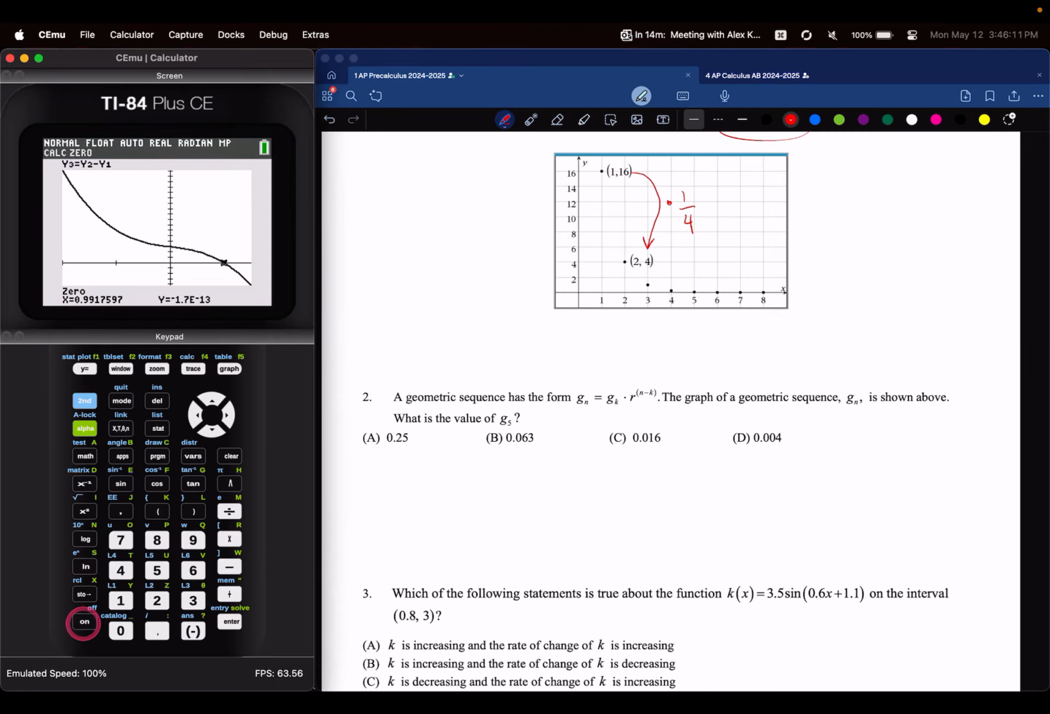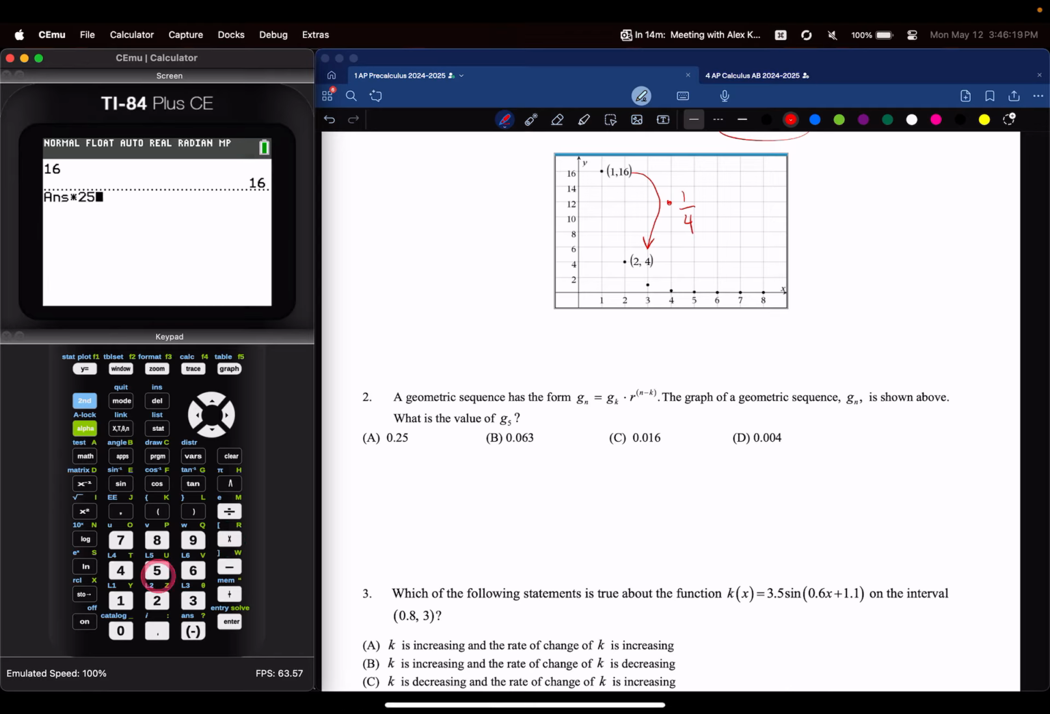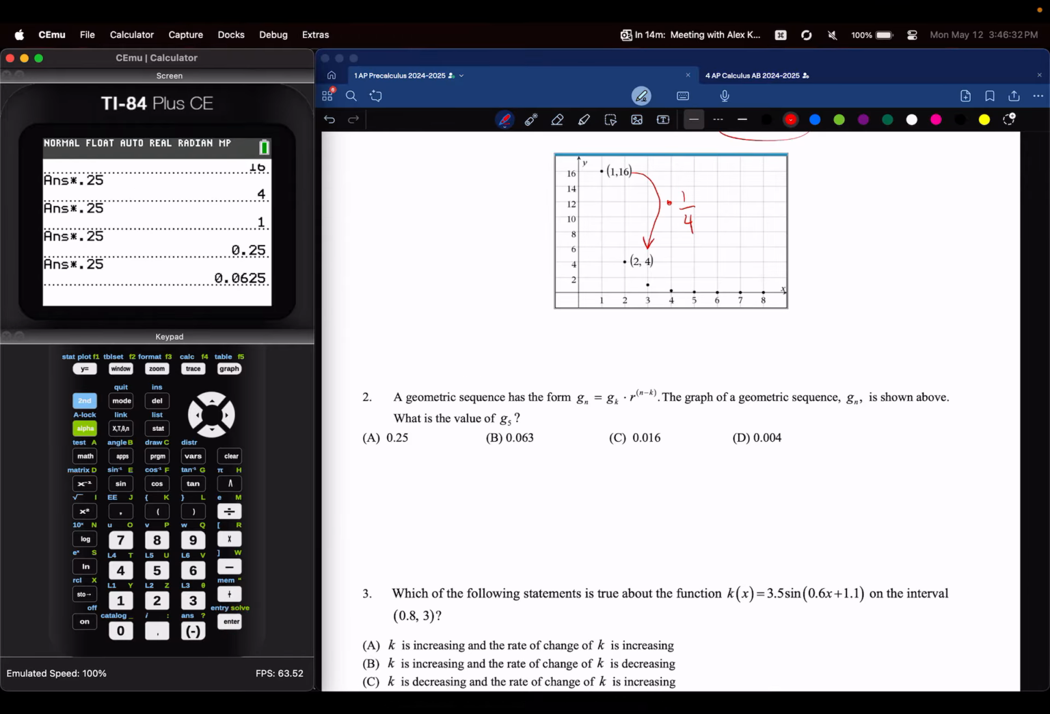I guess the easiest way is just to go into the calculator and say, okay, if I press second mode to quit out of this, if I have 16, I hit enter. If I just multiply that by 0.25, that's 1/4, if you will, you get 4. So that's the second value, the third value, the 4th value, and the 5th value. You get 0.0625. I think that's the fastest way to find this. And I got the answer B.